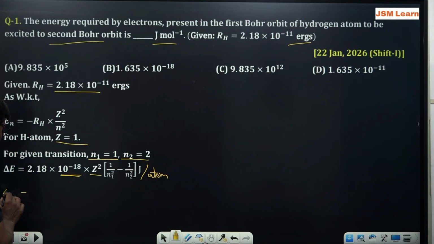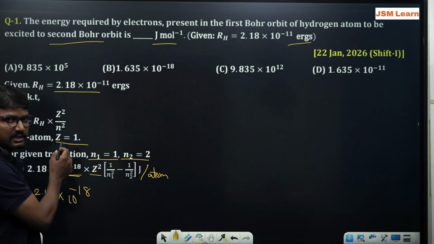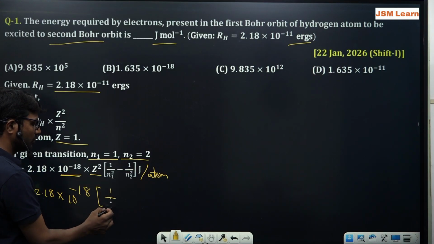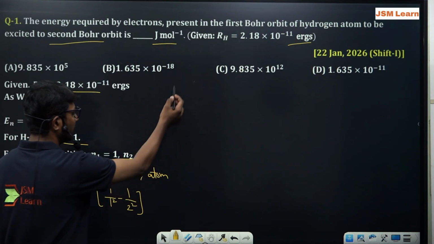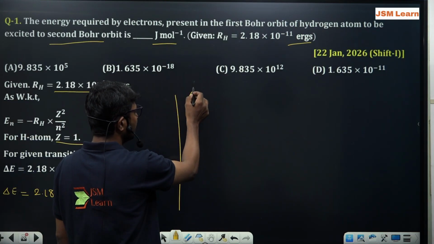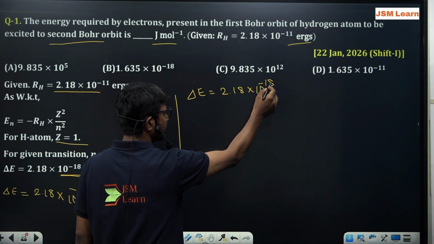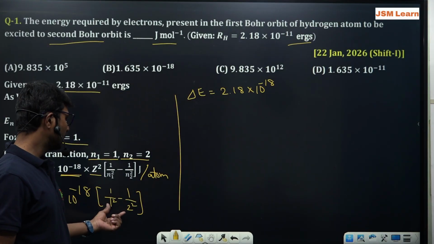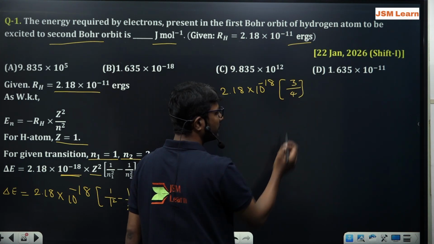delta E can be written as 2.18 multiplied by 10 to the power of minus 18, with Z value 1 as it is a hydrogen atom, so 1 square only, multiplied by 1 upon N1 value 1 whole square minus 1 by N2 value 2 square. On simple calculation, delta E is equal to 2.18 multiplied by 10 to the power of minus 18 times 1 upon 1 minus 1 by 4. On taking LCM, we get this value as 3 upon 4.